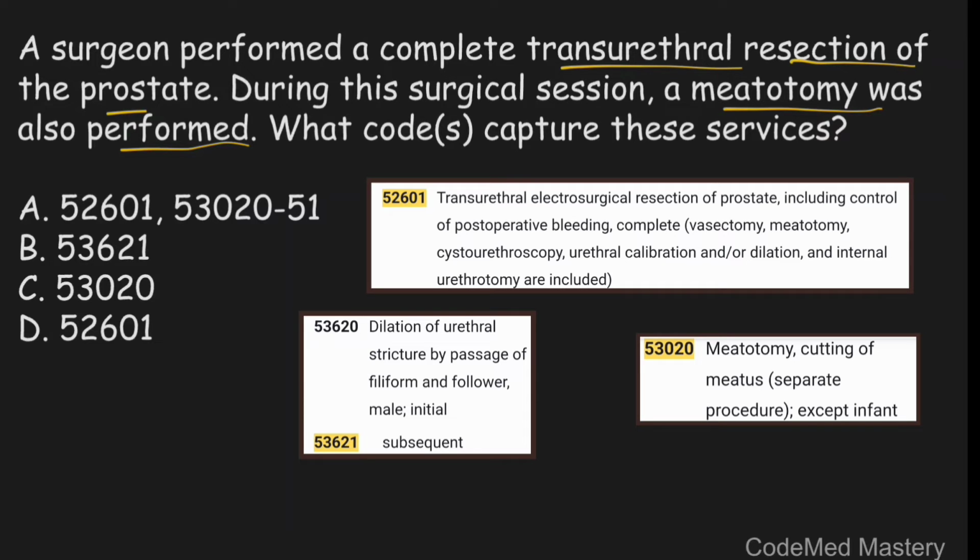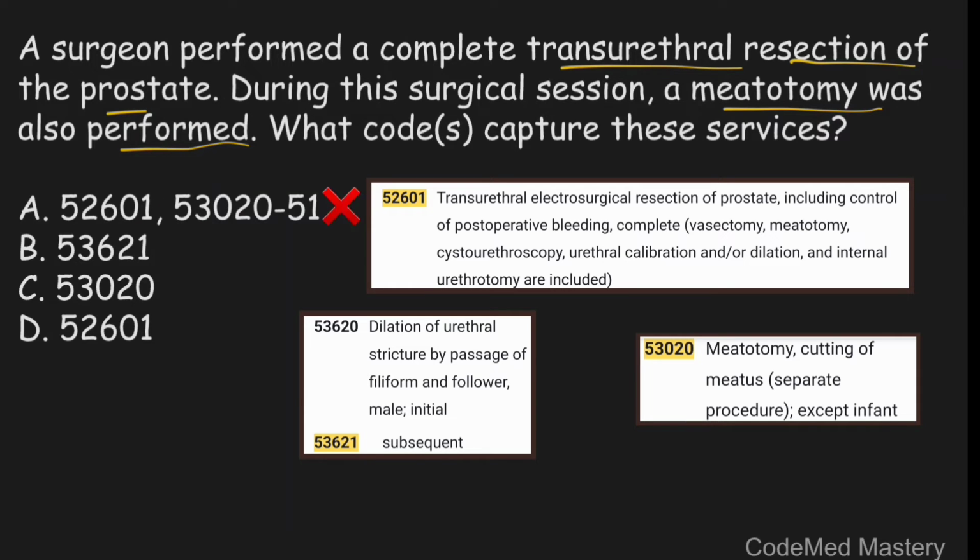The right code is 52601 because that is for transurethral resection of prostate. And in the code they have mentioned meatotomy is included, right? Therefore, we need not code separately for meatotomy. In option A, along with 52601, they have mentioned 53020, that is for meatotomy. But the code 52601 already includes meatotomy. Therefore, we need not code it separately.